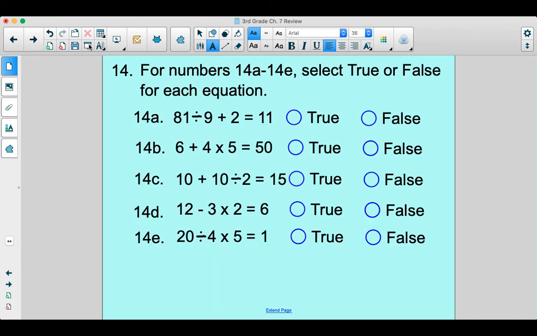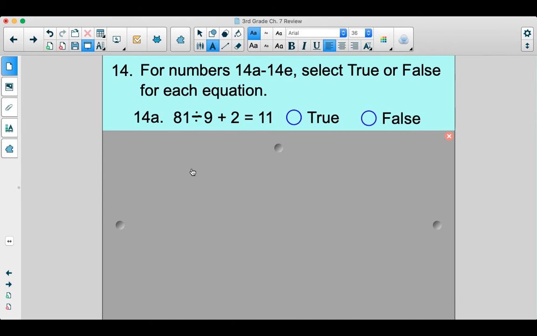Number 14. Ooh, got a cover. For numbers 14a to 14e, select true or false for each equation. All right, so let's see here. We've got 81 divided by 9 plus 2 equals 11. Okay, I think we're going to have to remember the order of operations here. So which one comes first? Is it divide or add?